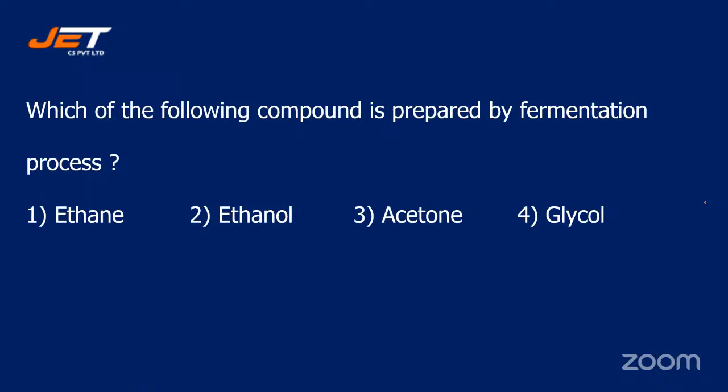Next question. Which of the following compound is prepared by fermentation process? Now, this is a very easy question. And your options are number 1, ethane, option number 2, ethanol, option number 3, acetone, or option number 4, glycol?